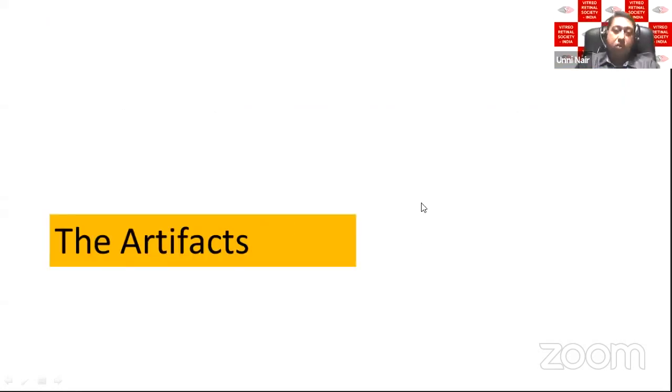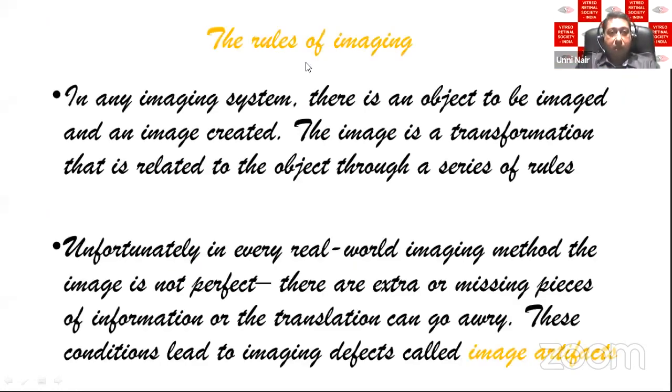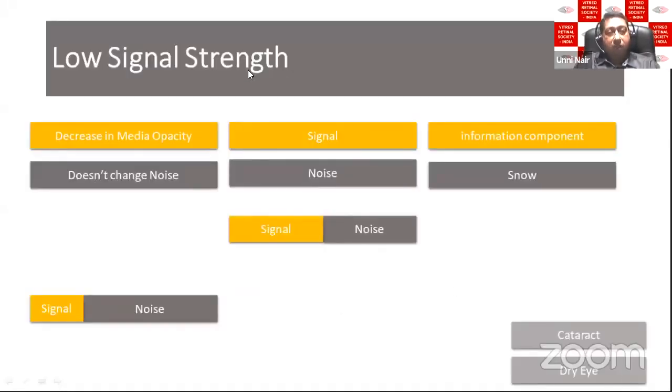We'll quickly go to the main artifacts. Whenever you have imaging, there are rules of imaging, and whenever there are rules of imaging, you will get image artifacts. The first one we'll deal with is low signal strength. Signal is the information you get from the eye, and noise is the damage you get from the system. So whenever there's a decrease in media opacity, the signal comes down, but the noise doesn't change. You get an altered signal noise ratio. And whenever the noise is too much, you end up getting something called snow.